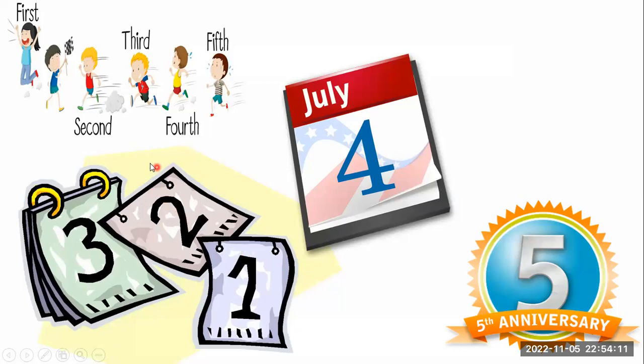And now, how can we say the date of the month? Okay, date of the month. This is the first day, and this is the second day of the month, the third day of the month, the fourth day of the month, and the fifth. Okay, first, second, third, fourth, and fifth.